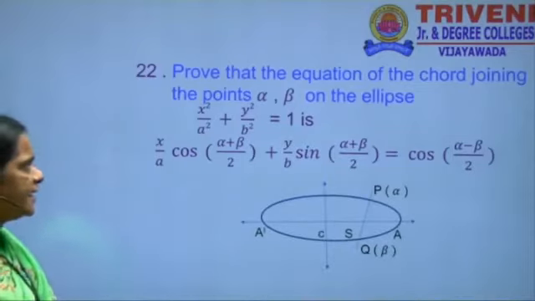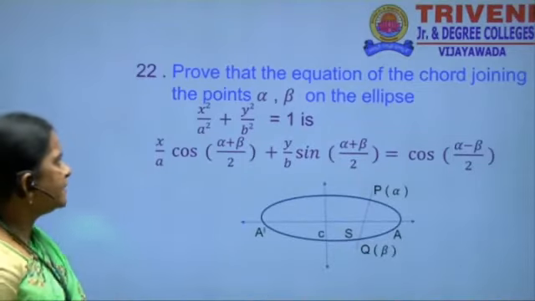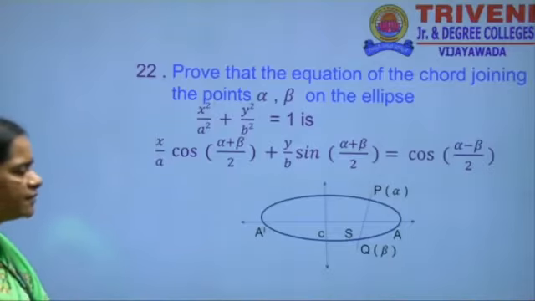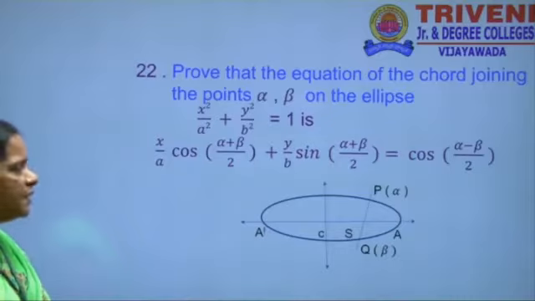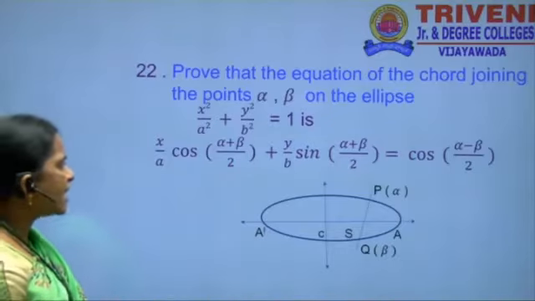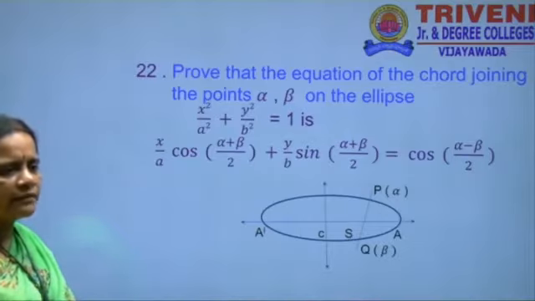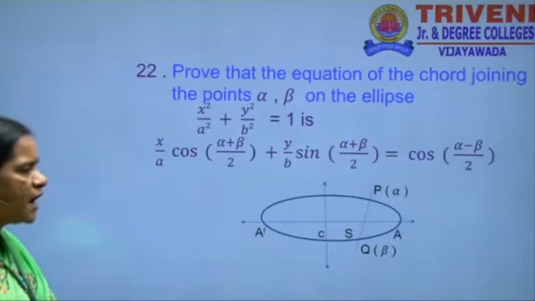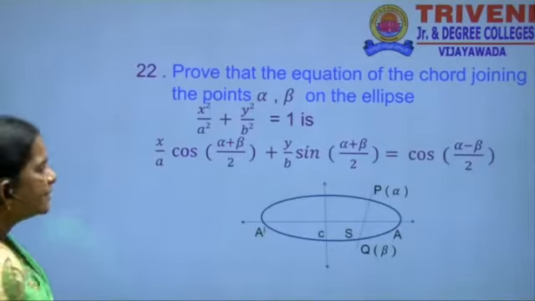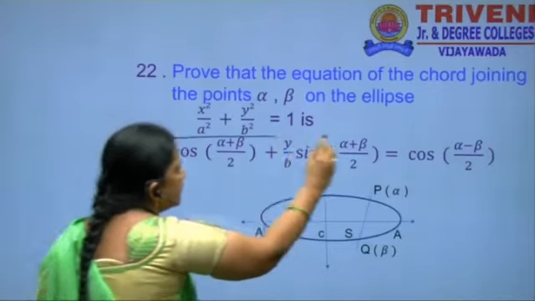Here, prove that the equation of the chord passing through the points alpha and beta on the ellipse x square by a square plus y square by b square is equal to 1 is x by a cos of (alpha plus beta) by 2 plus y by b sin of (alpha plus beta) by 2 is equal to cos of (alpha minus beta) by 2. We have to prove this one.